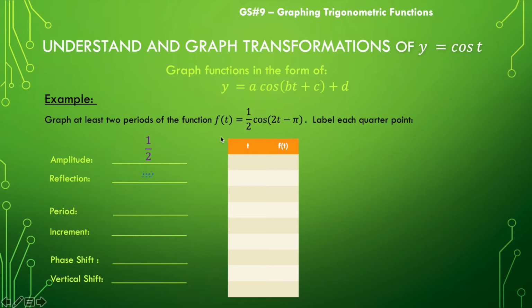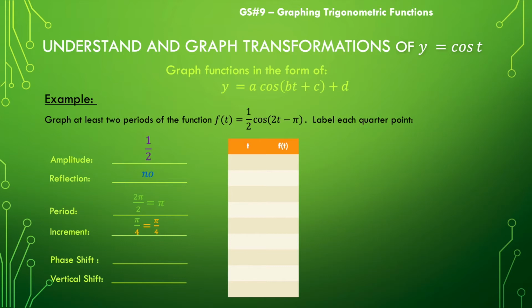And we know that there's no reflection, because if there was a reflection, we would have a negative in front of that 1/2. We can use the b value to come up with our period, because remember that 2π divided by b gives us the period. So 2π divided by 2 gives us π. Then we can use that period to come up with the increment between our quarter points, by dividing it by 4. π divided by 4 gives us our increment.